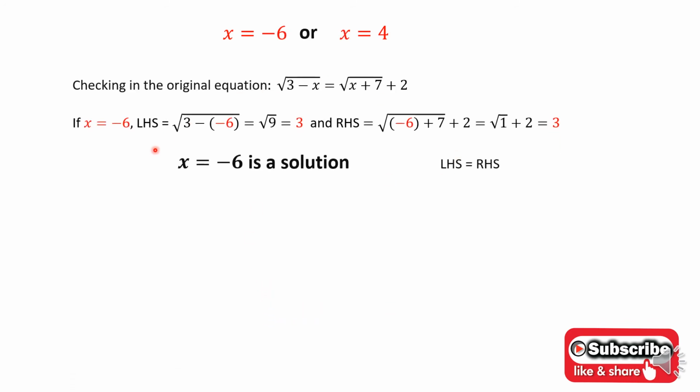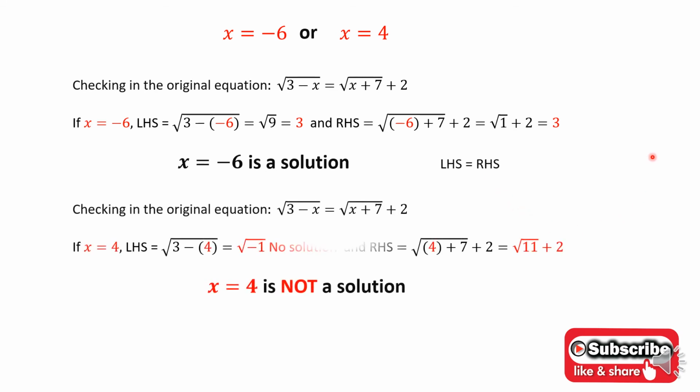Right, so on this slide here, I have done the first, when x is equal to negative 6. And when I put it on the left side, I get 3 as an answer. If I put negative 6 on the right side, I also get 3 as an answer. So x equals negative 6 is a solution, as the left-hand side is equal to the right-hand side.